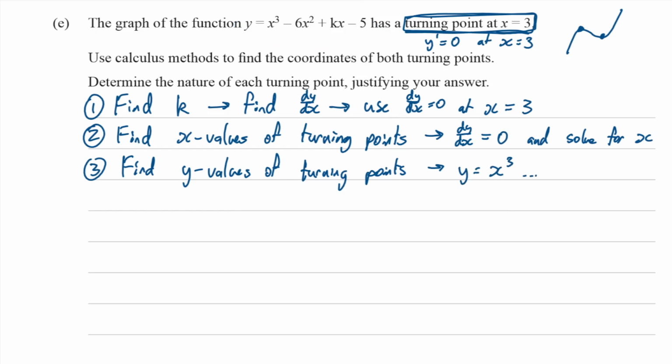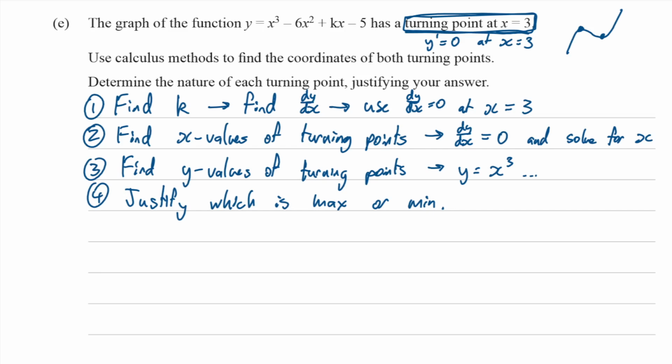Now once we have those, we will then justify which is max or min. And if you have the y values, it's very easy, because the turning point with a larger y value is the maximum. The turning point with a lower y value is the minimum. Cool, so there's our plan. So let's get to it.